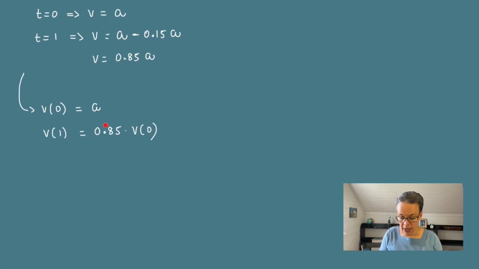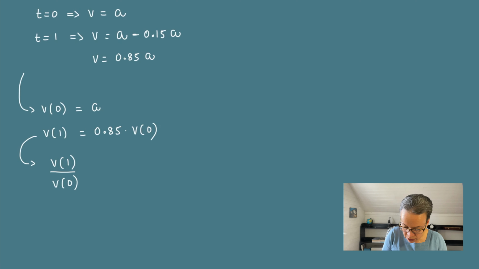And notice how it is a factor of 0.85. 85% is the worth of the object a year later. And if I actually rearrange this expression here, this is like saying that the ratio between the value at 1 over the value at 0 is equal to 0.85.